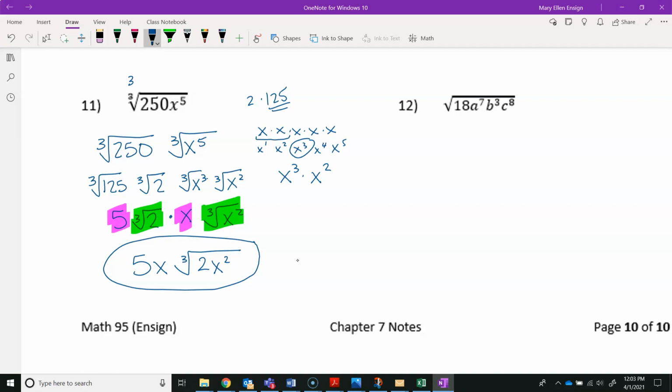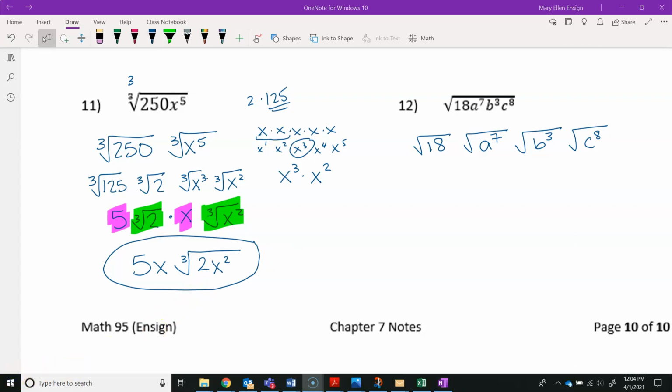So my hint is, again, to split it up into 4 parts: the square root of 18, the square root of a to the 7th, the square root of b to the 3rd, and the square root of c to the 8th. If it's a perfect square, just go ahead and simplify it. If it's not a perfect square, pull out the biggest perfect square you can find. So pause the video, and then when you come back, you can check your answer.